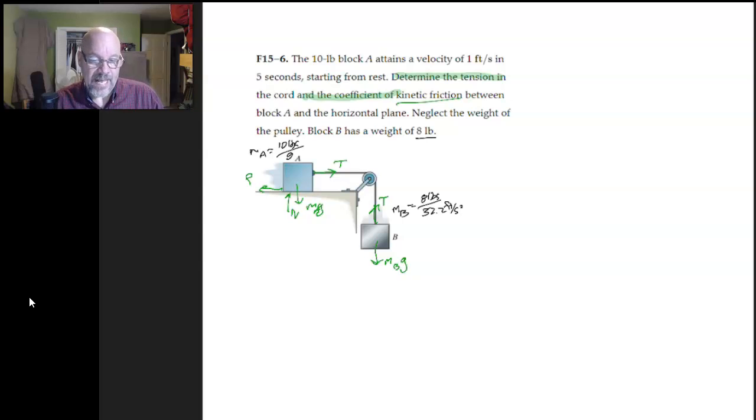But I'm going to do it differently this time for you, so you can see a little bit more of a traditional approach to how you do these things. What we'll do is look at the impulse for each block. What's happening with the impulse for A, what's happening with the impulse for B. So let's start with A.